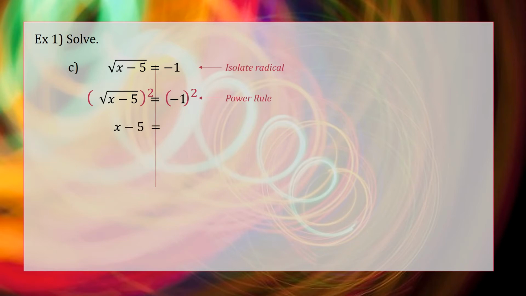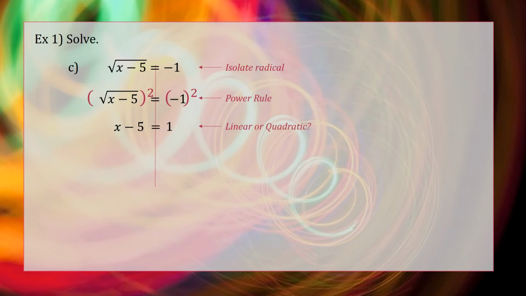See, we have the square root of x minus 5 equals negative 1. Again, draw your line at your equal sign. First step, isolate the radical. Lucky for us, it is already isolated. So now we move on to using the power rule. Since we read this as the square root of x minus 5, that means we are going to square the left side and square the right side. The square root and the square undo each other, giving you x minus 5. On the right side, negative 1 squared means negative 1 times negative 1, which we know is 1.